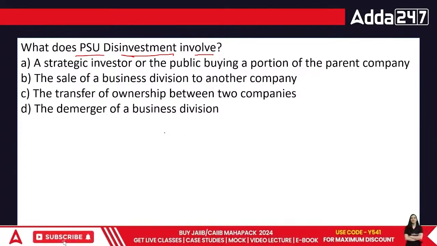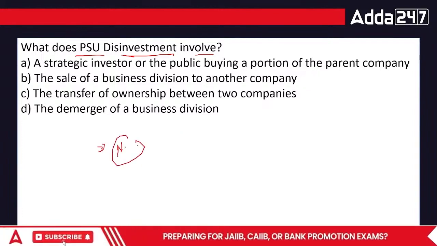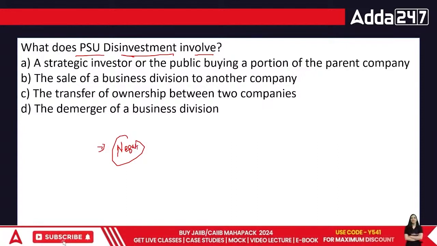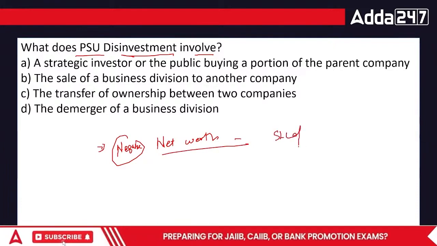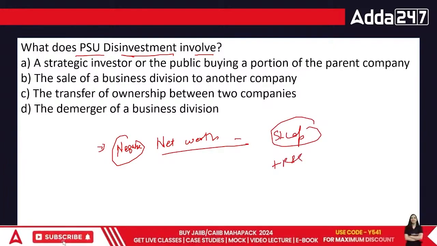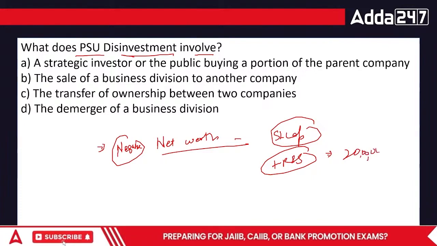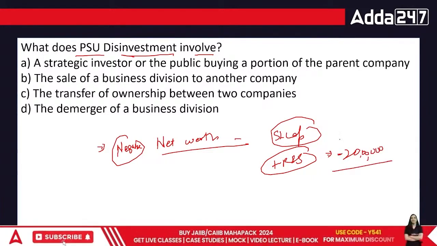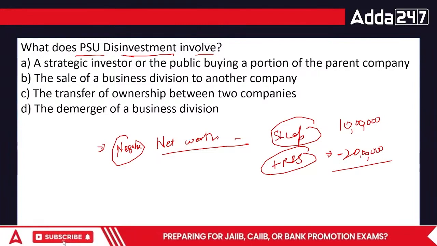Let's talk about that particular part. Disinvestment, the negative net worth, that is called negative net worth. How does it become? The net worth includes your share capital plus your reserves and surplus. है ना? So in this case, if they have too much accumulated losses, say 20 lakhs, and share capital was barely 10 lakhs, this has turned negative because of too much loss, है ना?